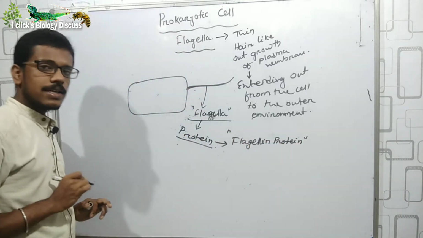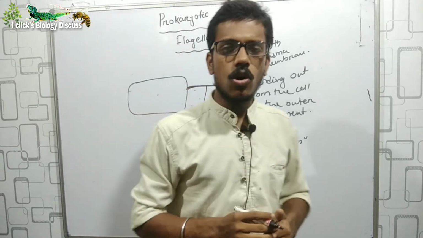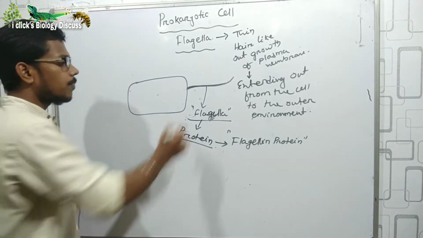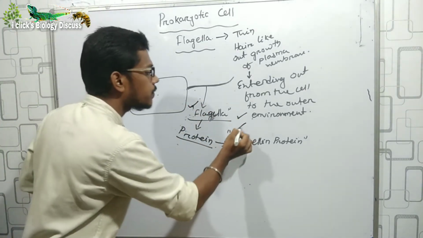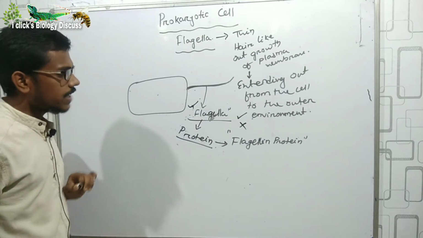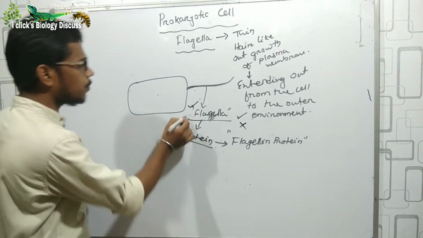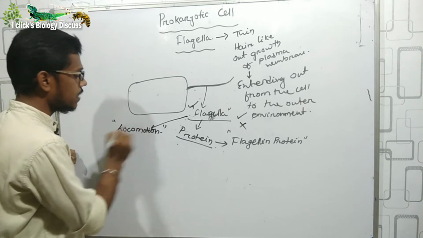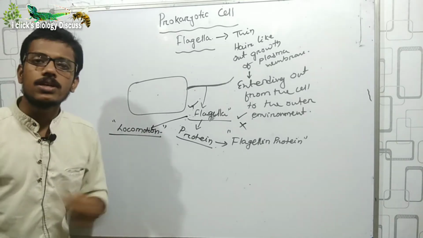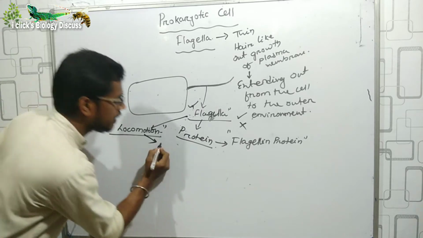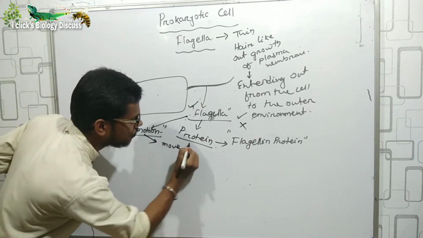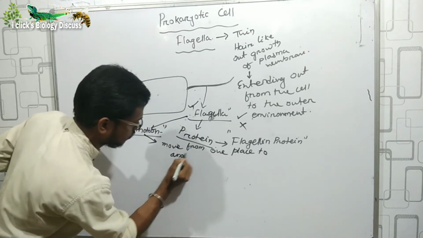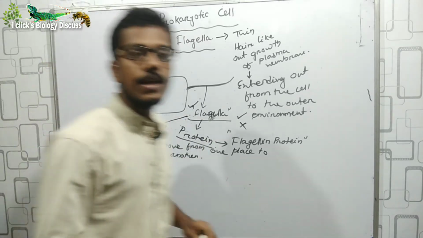This flagella may be present or may not be present in some bacteria. In some prokaryotic cells, the flagella may be present or may not be present. What is the function of this flagella? It helps in the process of locomotion, and locomotion means it can help the cell to move from one place to another.